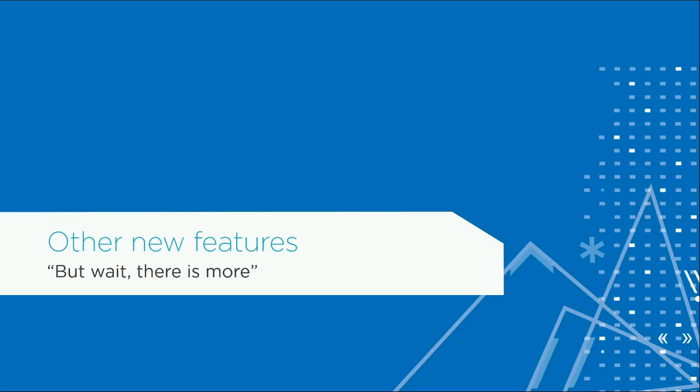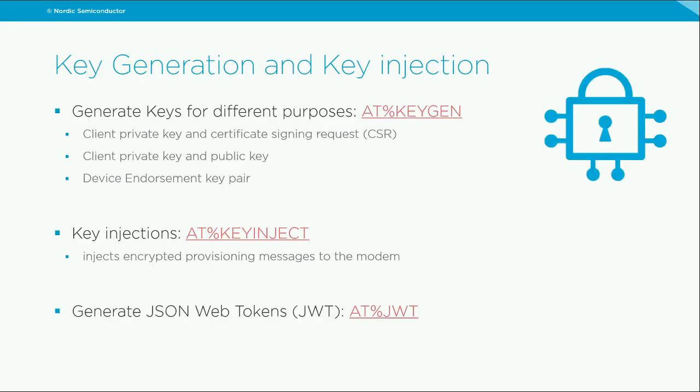And now at the end, just some other features that were not categorized. The first one here is key generation and key injection. Before, you needed to use some third-party applications on your computer, for example, to generate keys. But now you have support for this in the modem, where you can generate the keys by an AT command. So you can generate a client private key and certificate signing request, also client private key and public key, and also device endorsement key pair. So these are keys that can be used for different scenarios.